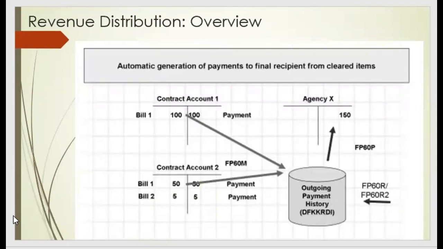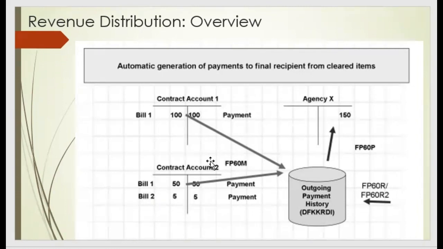Now, if you consider all this automatic clearance process of FSCM, then you can see the payment is directly coming from contract account one. For a bill of 100 rupees, he paid 100. It is coming to the payment history, and the table is DFKKRTI, and it is sent back to the contract account, to the agencies. Okay.